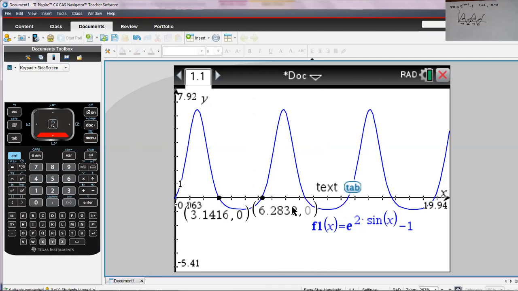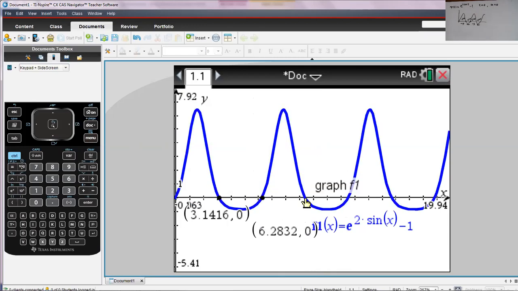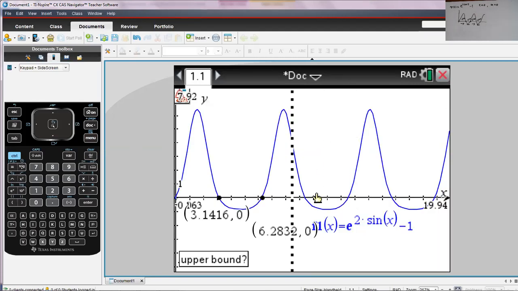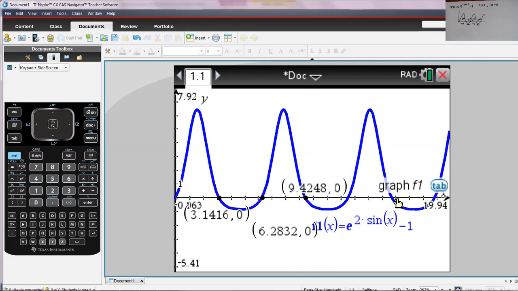Now what do you think is going to be the next one? Leo, what do you think is going to be the next point? If this is pi, 3 pi. That's correct. We can check that. Menu, analyze graph, then 0, click here. Yes, exactly. This is 3 times this one. So it's pi, 2 pi, 3 pi, 4 pi, 5 pi, 6 pi, and so on.